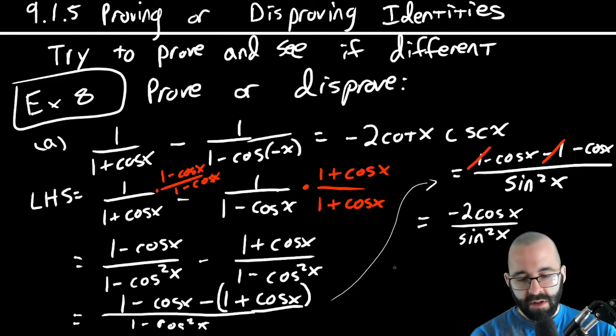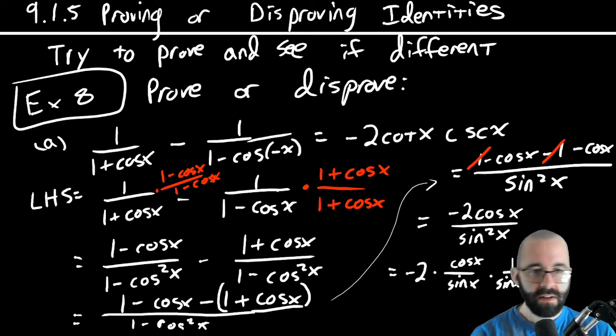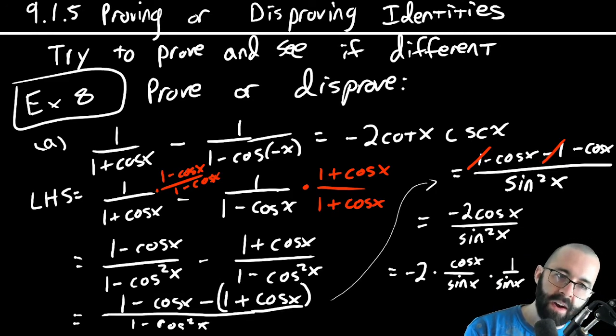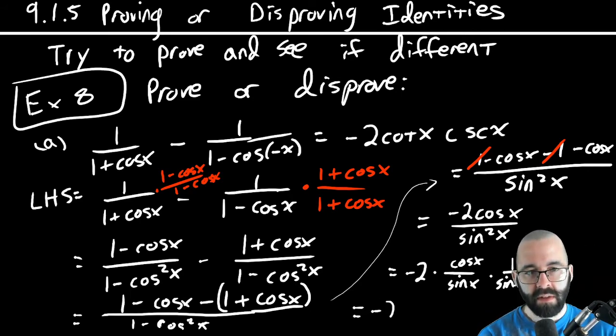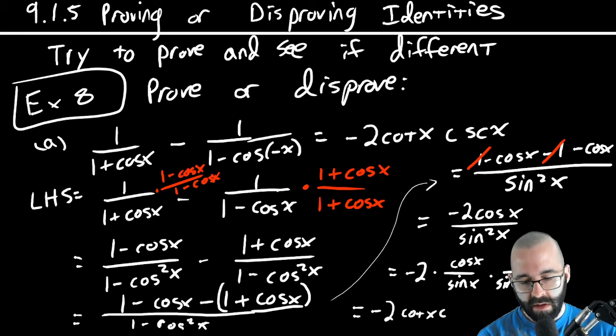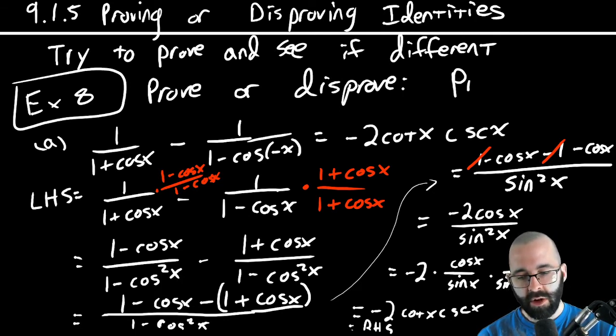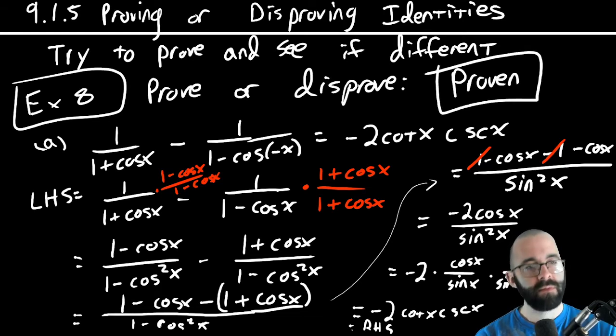So in order to do that, we're going to write this as negative 2 times cosine over sine times 1 over sine. All right, this is still the same thing. But now that first thing's cotangent, that second thing's cosecant. Oh, we proved it. That's equal to the right-hand side. So it is true. We have proven this one.